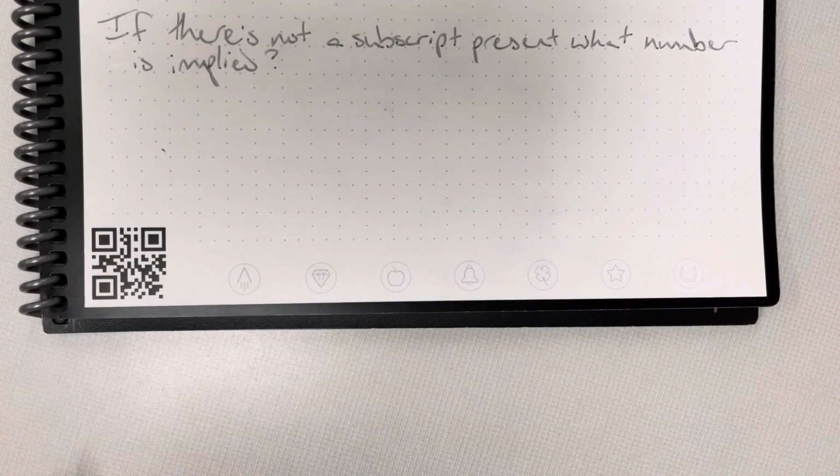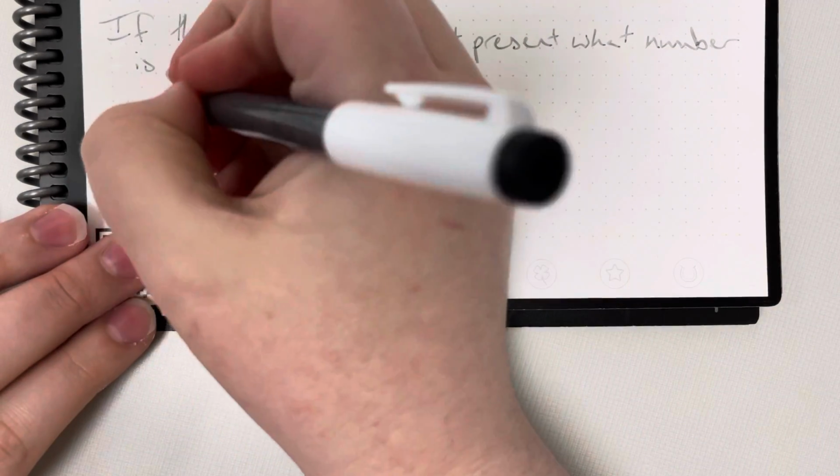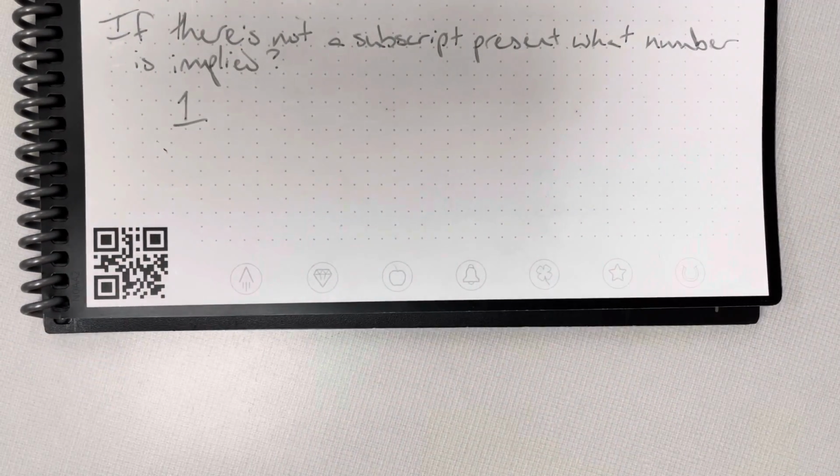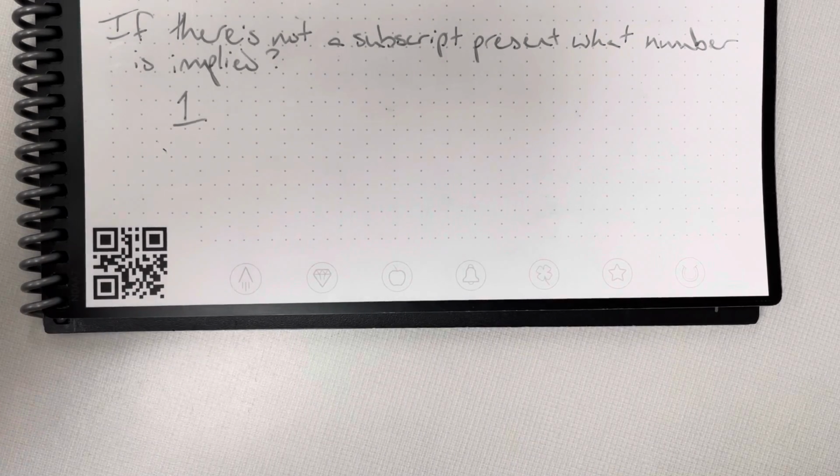If there's not a subscript present, what number is implied? So if there's not a subscript present, the number that is implied is the number 1. This is due to just writing the element symbol implies that there is at least one of them present. If I didn't have any present, I would not write them at all. So just writing the element symbol is enough to imply that there is one present within the compound.